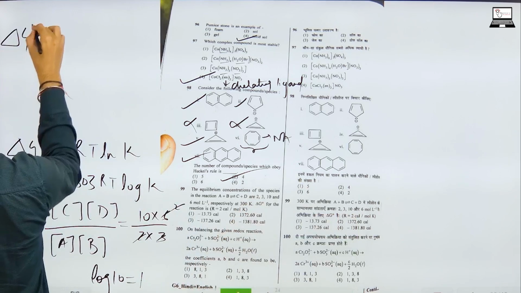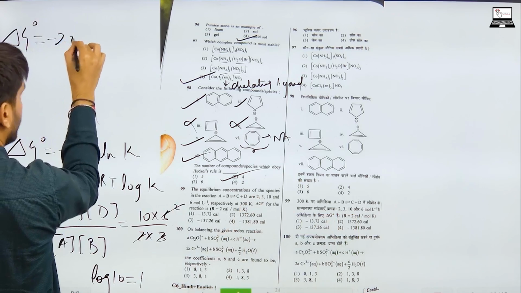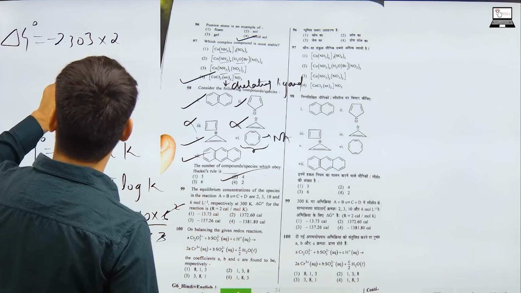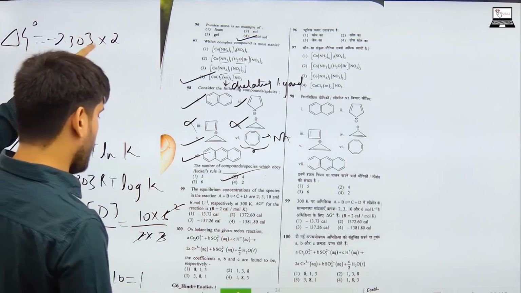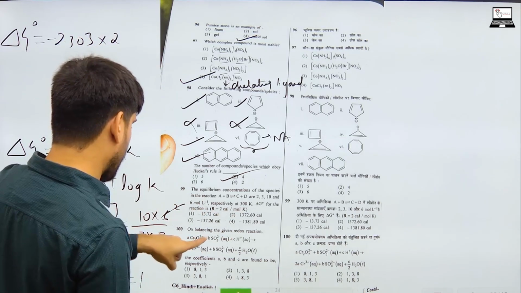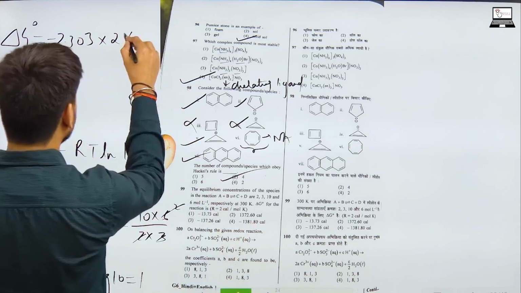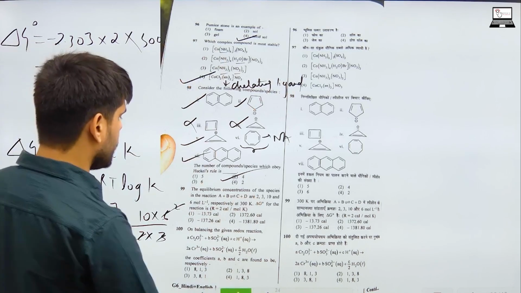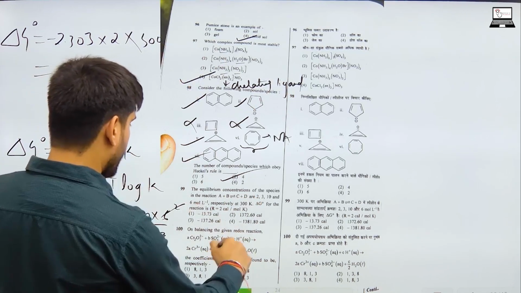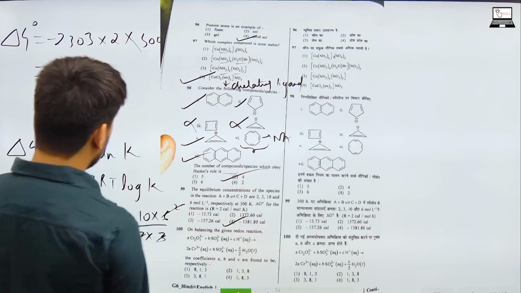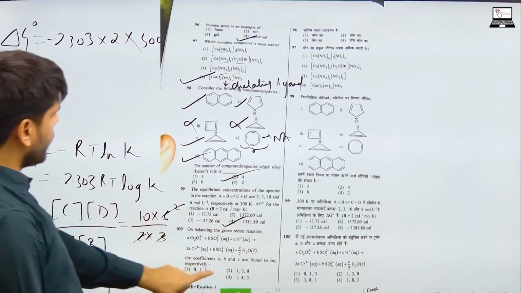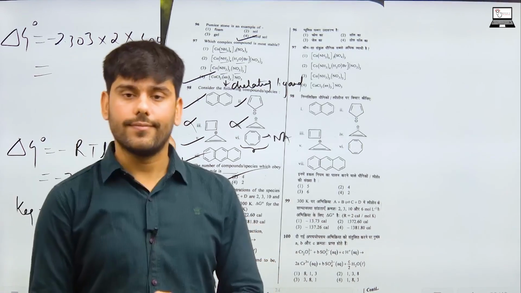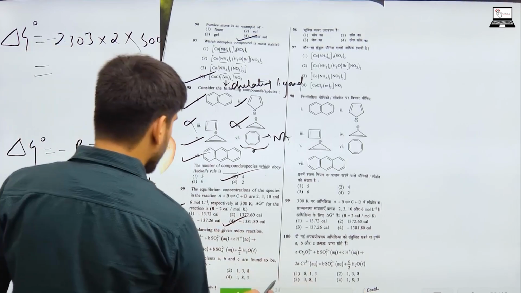So delta G naught is equal to minus 2.303 into 2 calorie per Kelvin per mole, and T is also given, 300, into 1. Solve it and you get the answer. So the answer will be around minus 1381.80. Solve it, you will get minus 138180. Okay, let us see the last question.